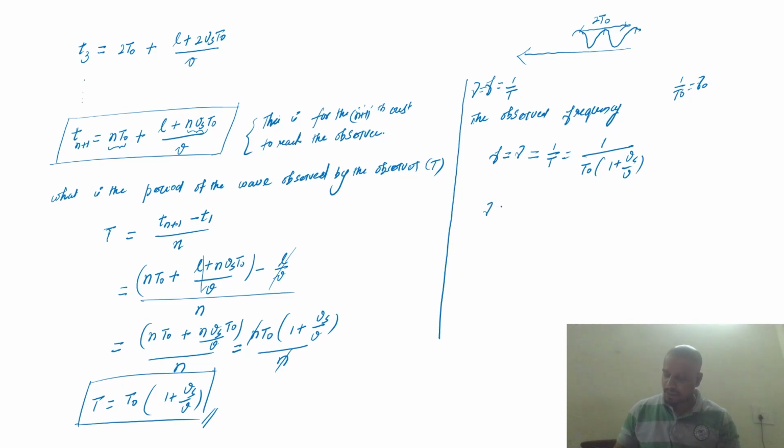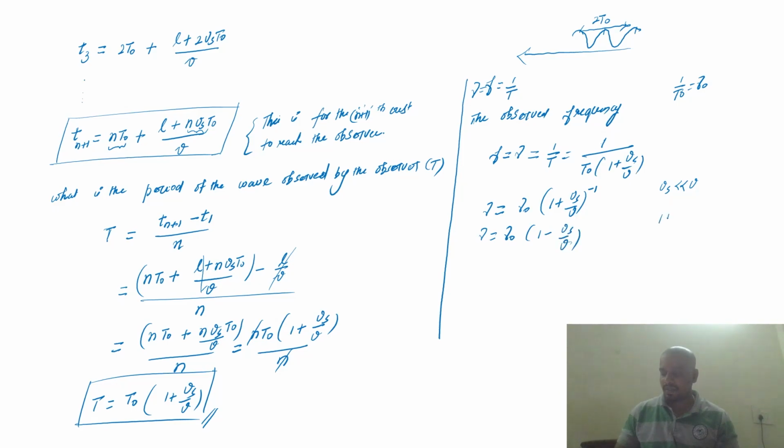So the observed frequency equals the original frequency times 1 plus Vs by V pushed to the denominator, so it will be inverse. We can expand this inverse using the binomial expression, but let us assume the source velocity is much less than the velocity of the sound. Maybe the velocity of the sound will be 330 meters per second, so the source velocity we can consider is much less than that. In that case, we can approximate the binomial expansion up to the second term. That means 1 minus Vs by V.